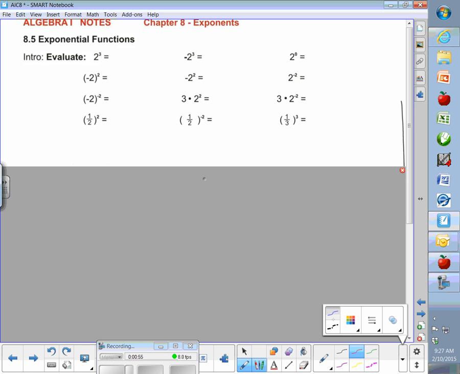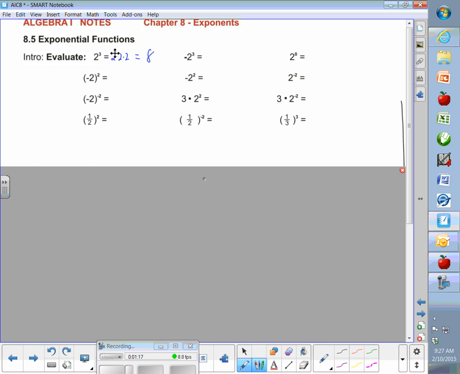I'm going to use my blue here just to stand out a little bit. I think we all know that 2 cubed is 2 times 2 times 2, right? So we're going to say that value is 8, right? 2 times 2 is 4 times 2 is 8. Piece of cake, no sweat. All right, so let's work to the right.